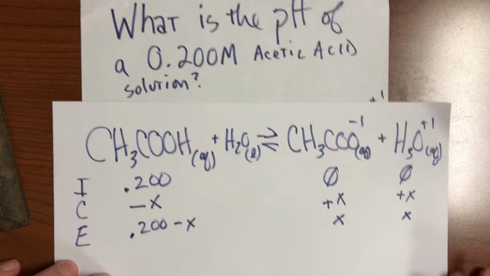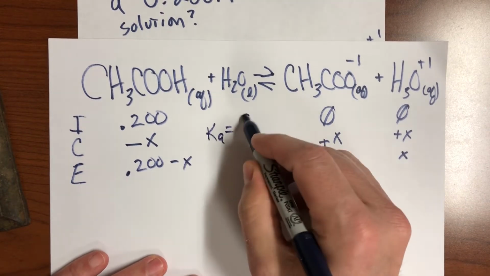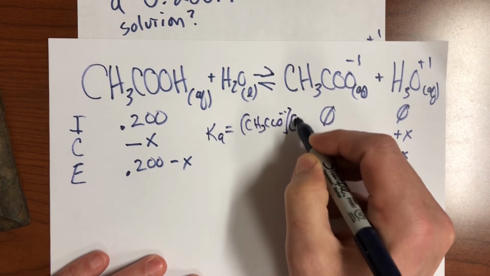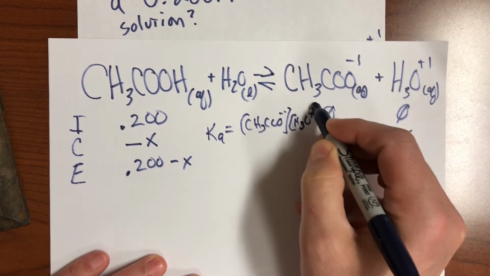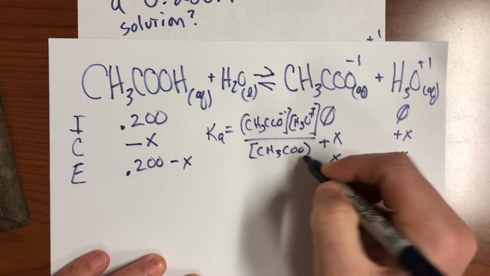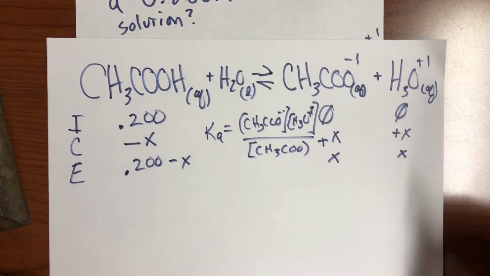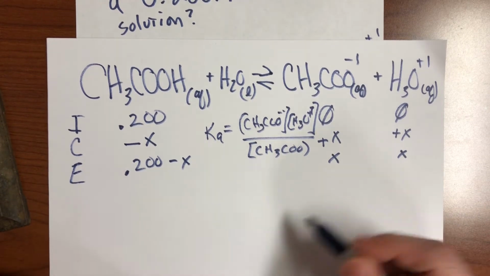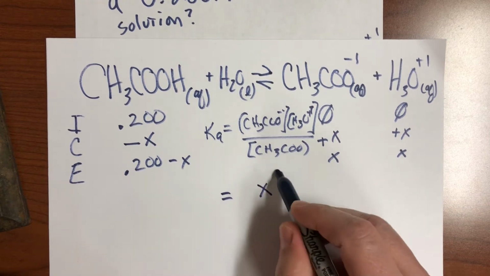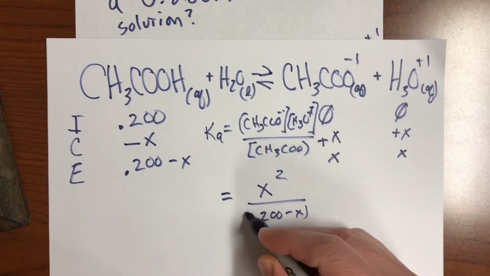and x. So our K expression, our Ka for this reaction, is going to be our conjugate base times our conjugate acid, all over the equilibrium concentration of the original acid. And so we can now go ahead and plug those in. This is going to be x times x over 0.2 minus x. And that's all going to be equal to K.